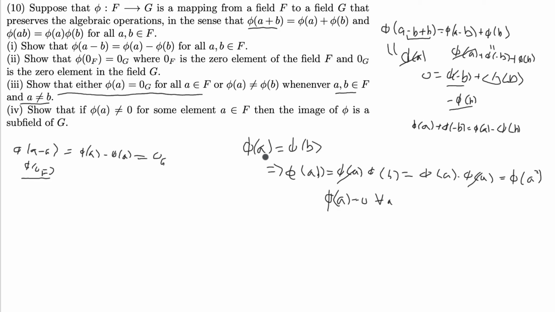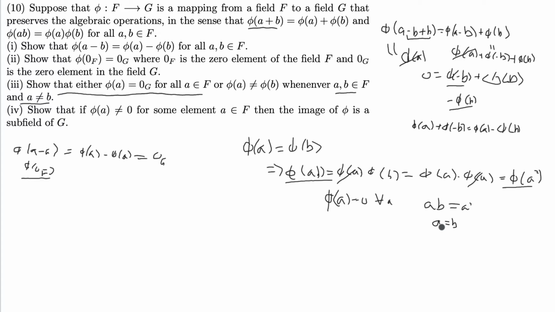Otherwise, if this is not true, then we get phi of AB is equal to phi of A squared, which implies AB is equal to A squared, implies A equals B. However, that's a direct contradiction to our assumption that A does not equal B. Therefore, our supposition is false.